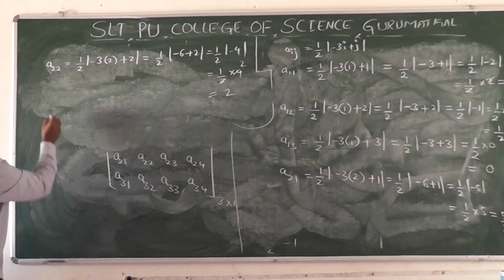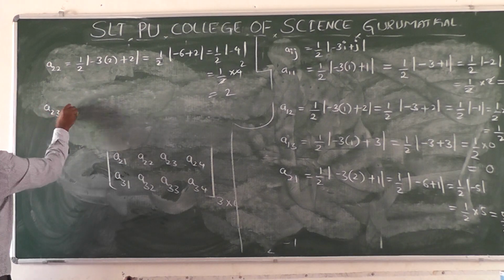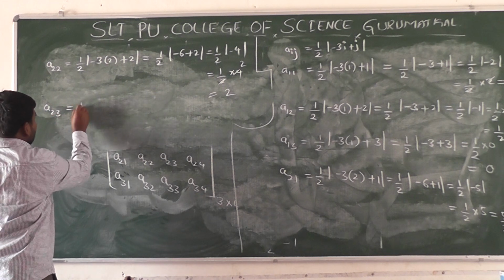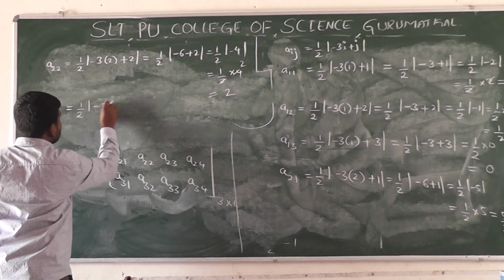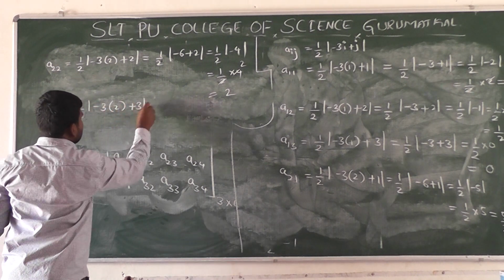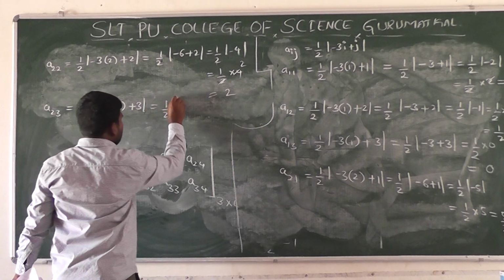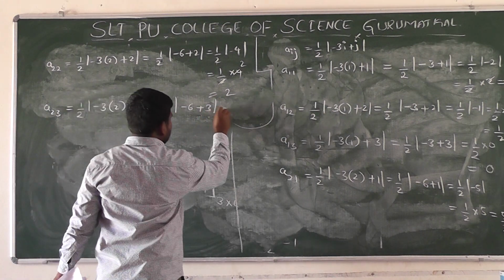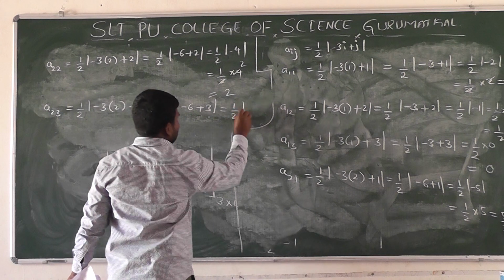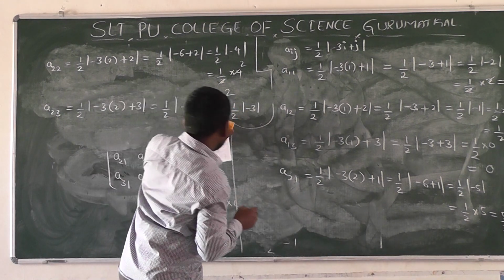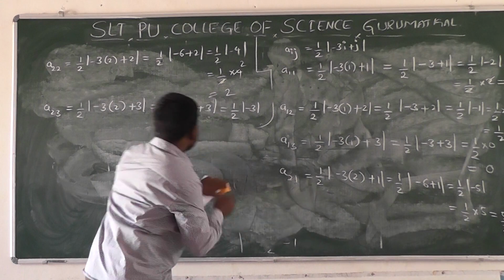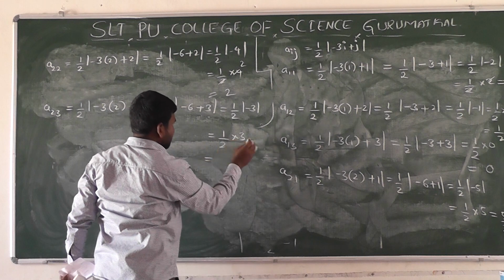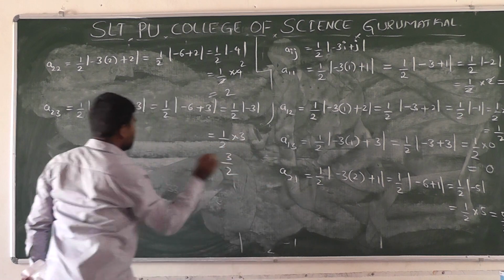Next, A23. Second row, third column element. In place of i we have to put 2 and in place of j we have to put 3. 1 by 2 modulus of minus 3 into 2 plus 3. 1 by 2 modulus of minus 6 plus 3. Minus 6 plus 3, how much here? Modulus of minus 3, right? 1 by 2. Modulus of minus 3 is nothing but 3. Right? How much here entirely? 3 divided by 2.